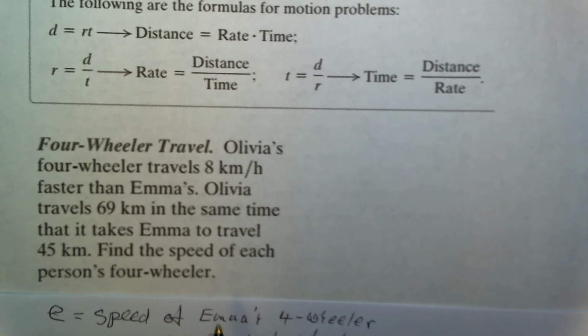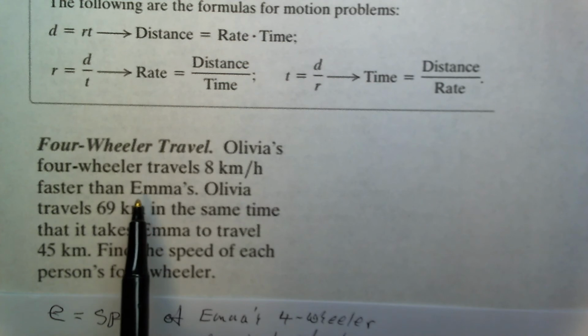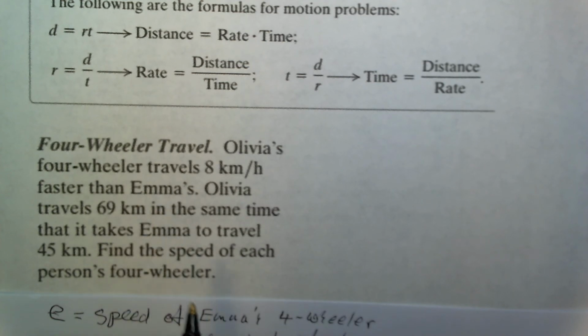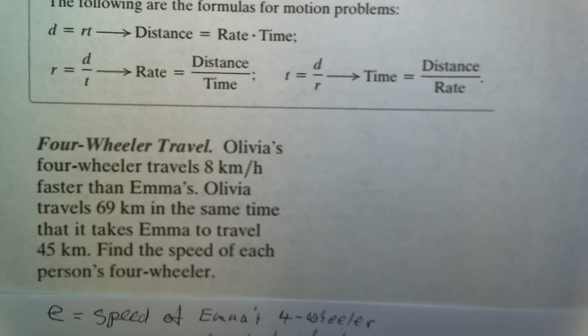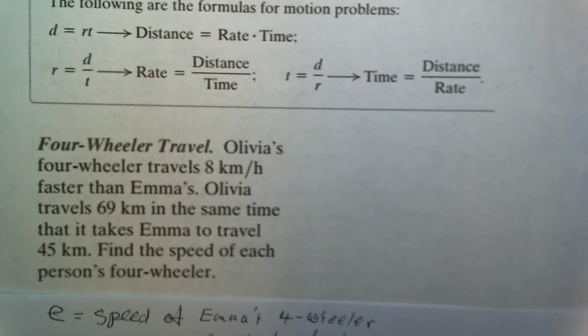Now we are told that Olivia's four-wheeler travels 8 kilometers per hour faster than Emma's. So, in other words, Emma's speed is equal to Olivia's speed, G minus 8. It's 8 kilometers slower, it's another way of saying it. So then that becomes 45 divided by G minus 8.